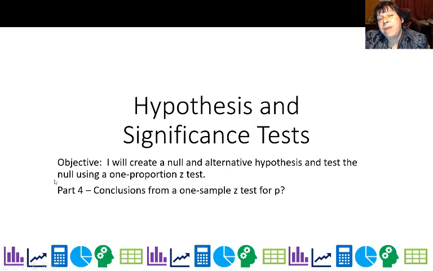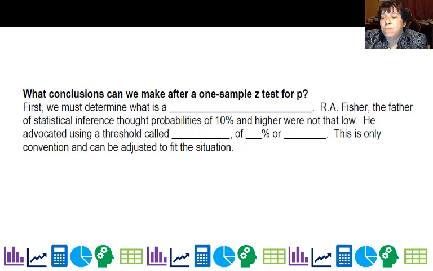Okay, now that we've actually performed the test and calculated the probability, what can we conclude? First, we must determine what is a low probability. R.A. Fisher, who's the father of statistical inference, thought that probabilities of 10% and higher were just not that low. He wasn't that impressed. He advocated using a threshold called alpha, and he liked 5%. He's like, oh, 1 out of 20, that works for me, or 0.05.